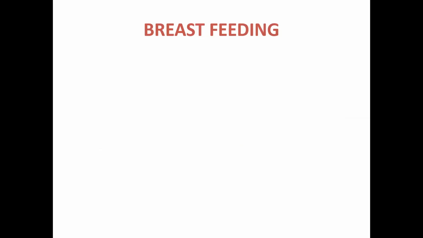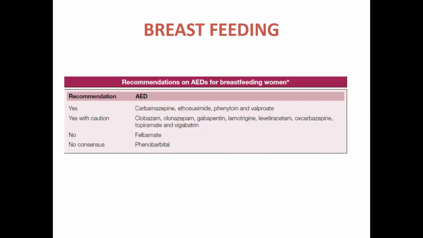So next one is breastfeeding. What all the drugs can be given in breastfeeding and what all the drugs should be avoided? Carbamazepine, ethosuximide, phenytoin, valproate will not excrete in the breast milk. So we can give these 4 drugs. Some of the drugs should be given with caution, like benefit versus risk ratio: clobazam, clonazepam, gabapentin.